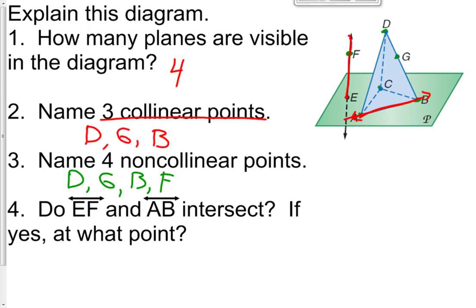It kind of looks like they would cross right here, but remember this dotted line means that it's underneath the plane. It's going through it. So the answer is no. These two would be skew lines, non-coplanar lines that never intersect. So that is the answer for question number 4.